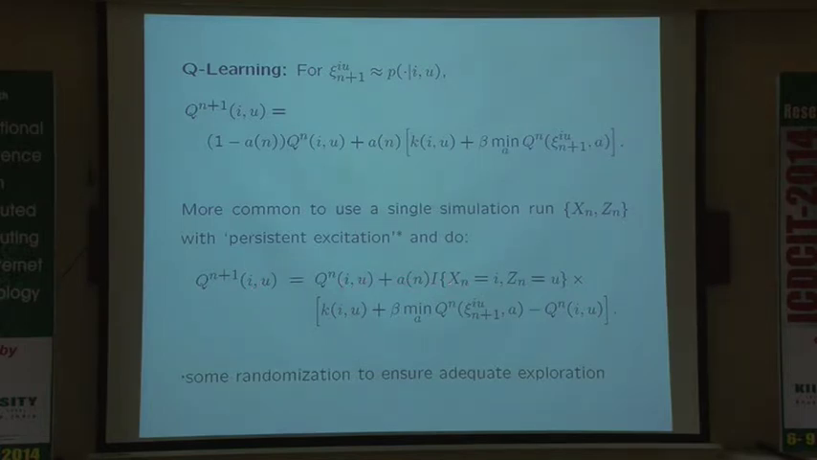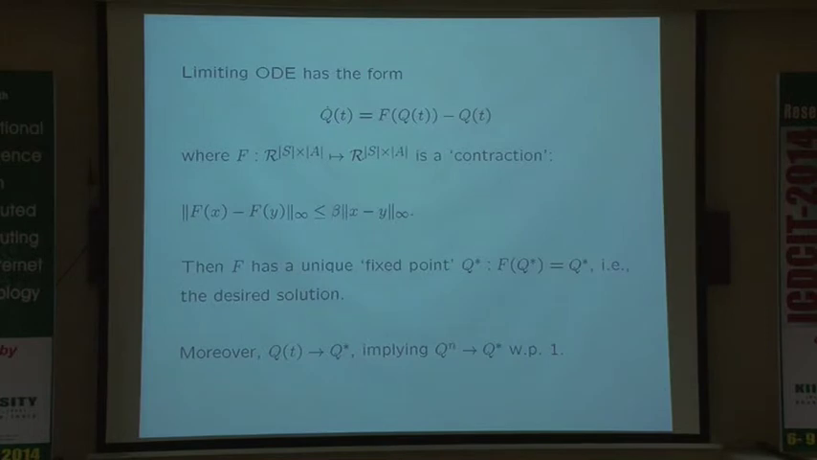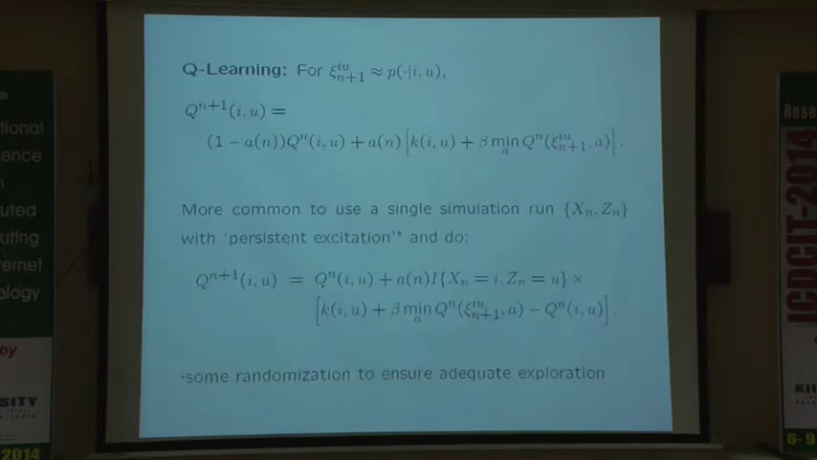This is what's called an indicator function. It is 1 if X_n is i and Z_n is u, and 0 otherwise. So if either X_n is not i or Z_n is not u, this is 0, and Q_{n+1} is Q_n; you are not changing it. If X_n is i and Z_n is u, then you make this small correction based on dynamic programming. Actually, there's some tweak needed: you have to make sure that all pairs (i, u) are sampled sufficiently often, so you need some small randomization to ensure exploration of all state-action pairs. So this is of course a stochastic approximation algorithm.